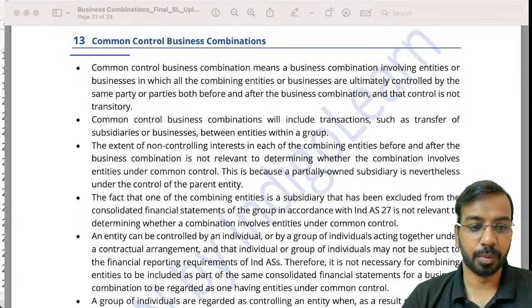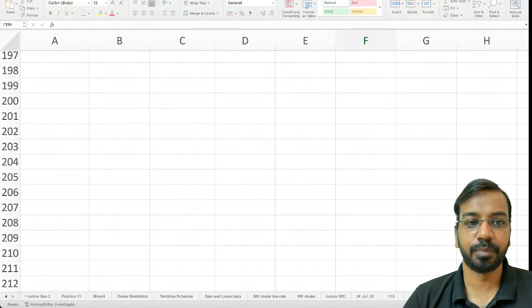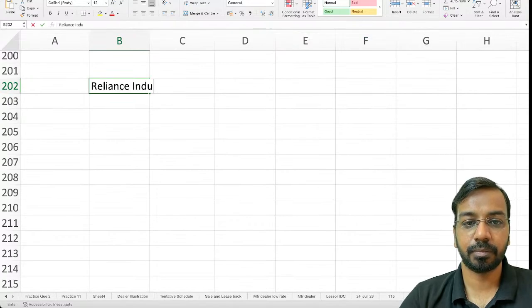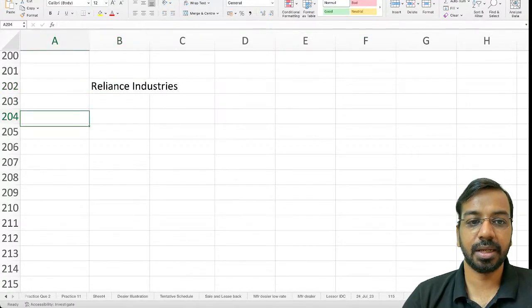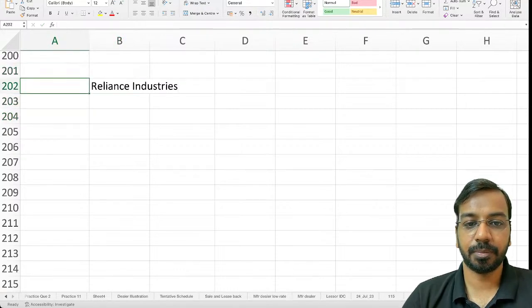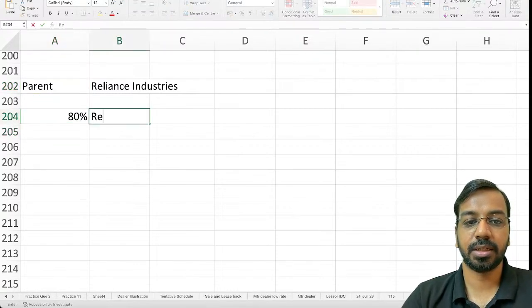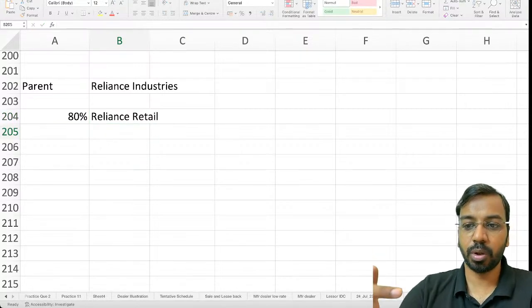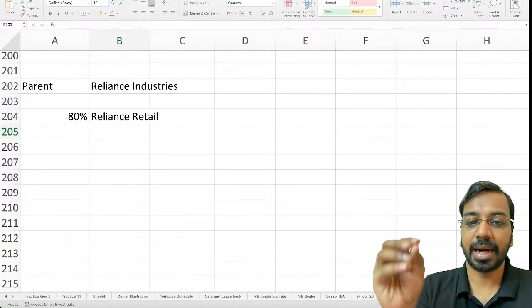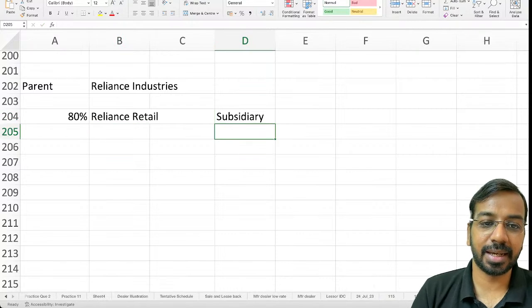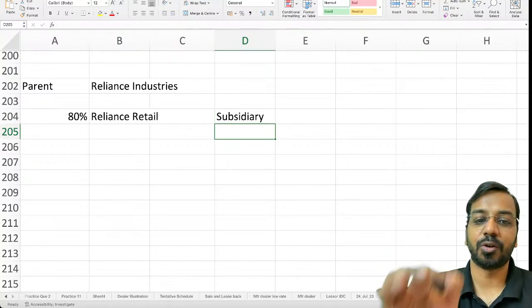Now, what are common control business transactions? For that, we need to take one example. Let us say we have Reliance Industries. Reliance Industries is the parent. Reliance Industries holds 80% of Reliance Retail, which means Reliance Retail is a subsidiary. Now, the question is, who controls Reliance Retail? Reliance Industries. Reliance Industries controls Reliance Retail.